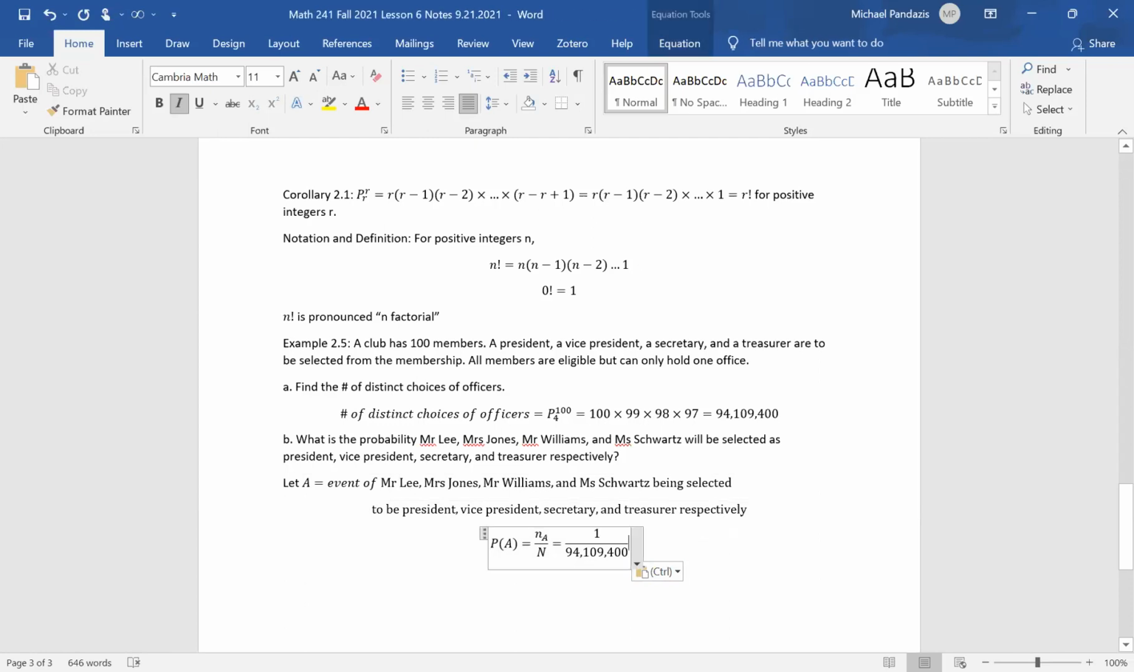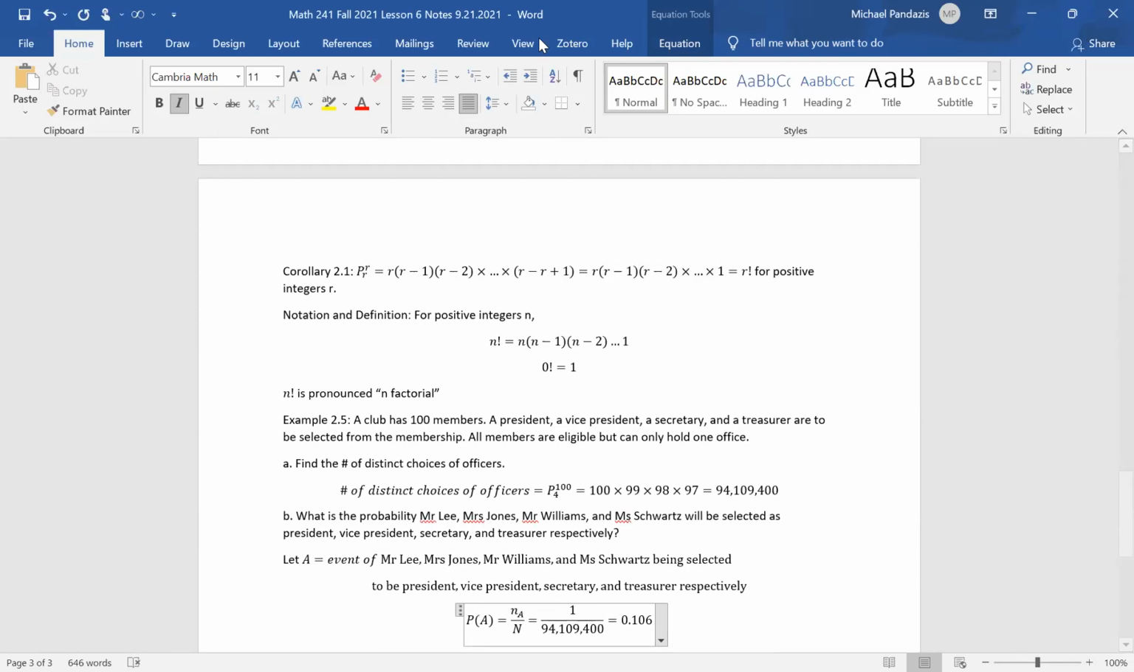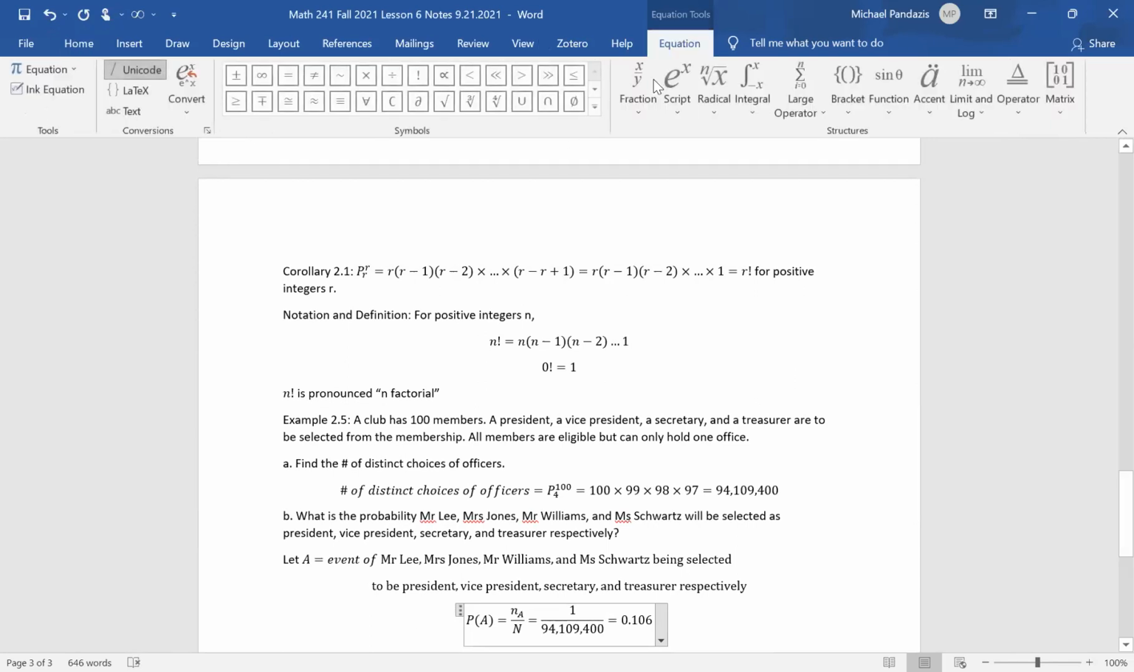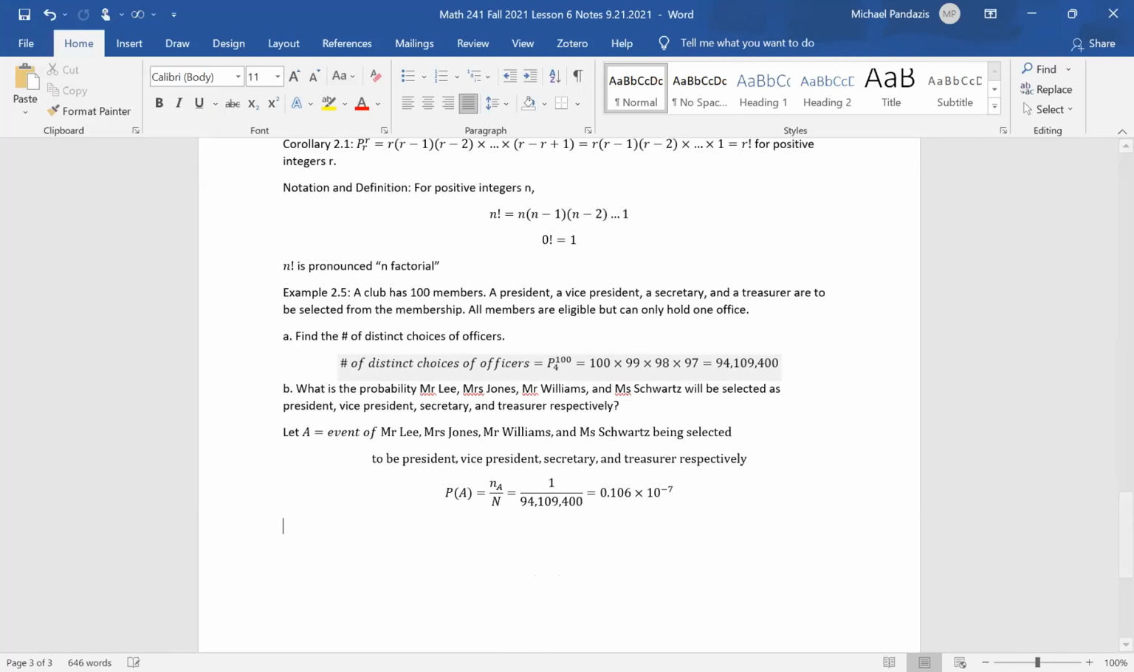Okay, and then as a decimal, that's equal to 0.106 times 10 to the negative 7th power. Okay, so it's extremely, extremely unlikely that that would happen. Okay, and so that is the end of 2.2, which is on permutations.